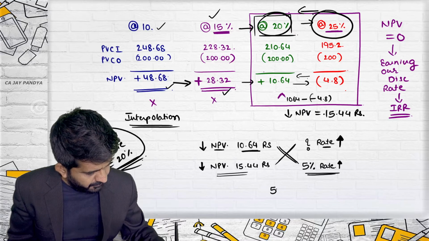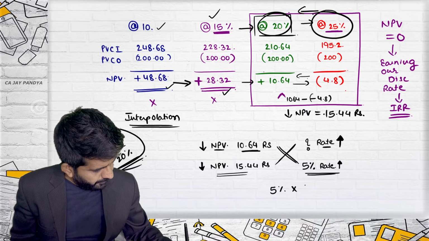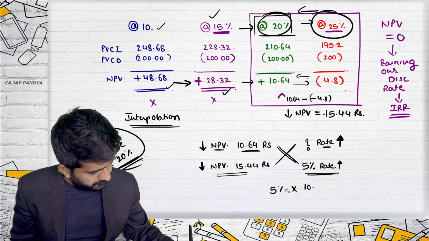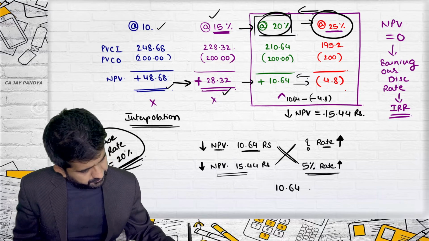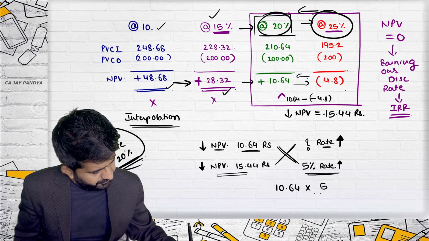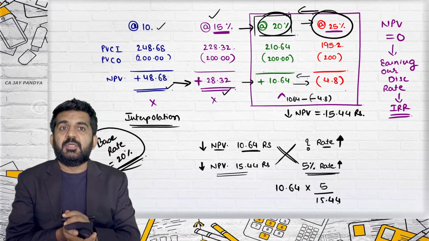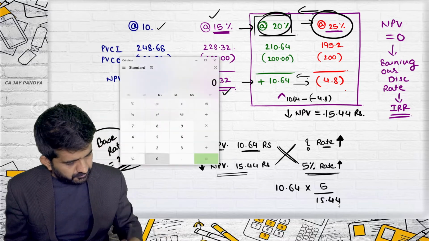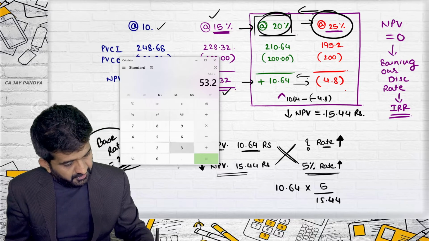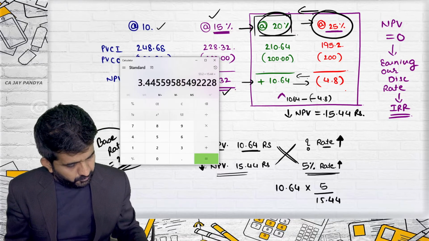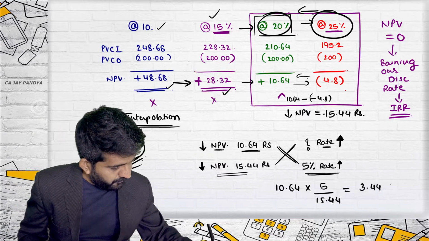Then the rate should increase how much? It is 5% into 10. Let me do it in this manner. 10.64 multiplied by 5 divided by 15.44. This should be the answer. 10.64 multiplied by 5 divided by 15.44. What is the answer? 3.44? 3.44 percentage.